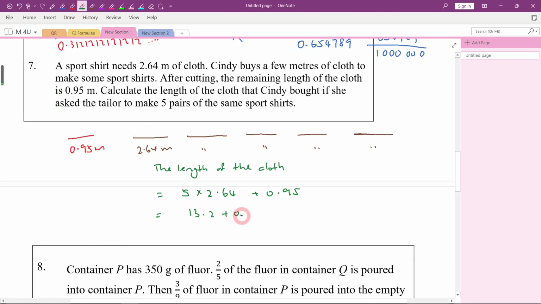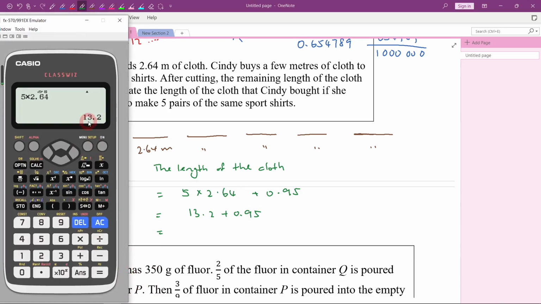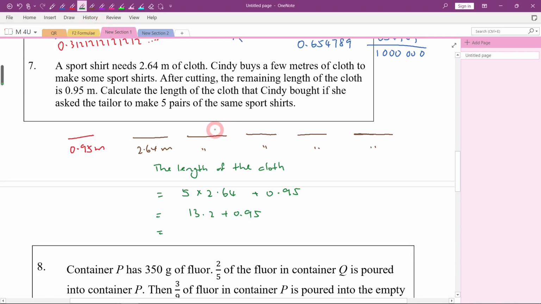13.2 plus 0.95. Okay, your calculator can remember the 13.2. What you just need to do is press plus, and you see Ans. This answer means 13.2. You don't have to key in the 13.2 again. Plus 0.95, 14.15. Okay, let me check whether the answer is correct or not. 14.15. Okay, final answer. Remember to write the unit.